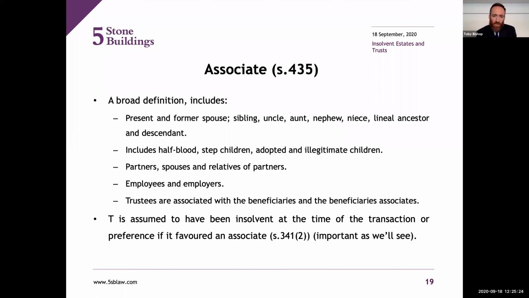So the deceased is assumed to have been insolvent at the time of the transaction or preference, if the transaction or preference is in favour of an associate. Now that is why, when we come on to timing, whether the person is an associate is so important.